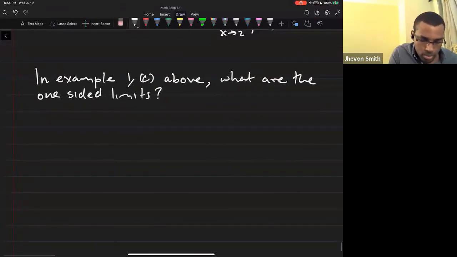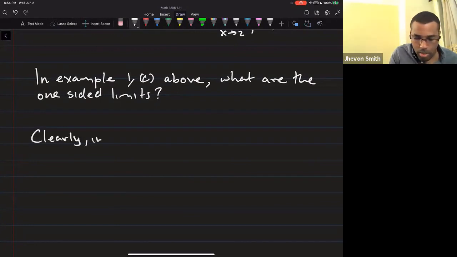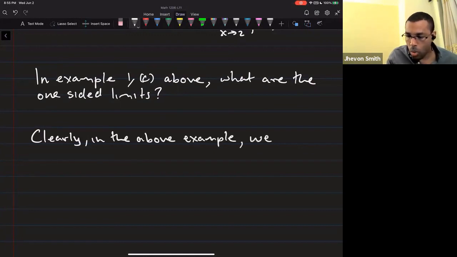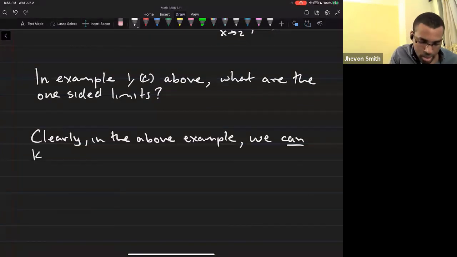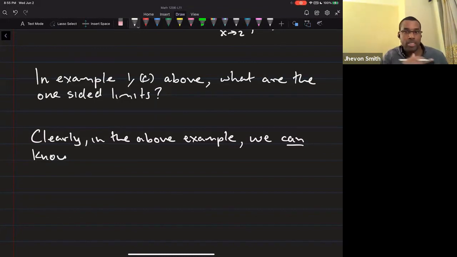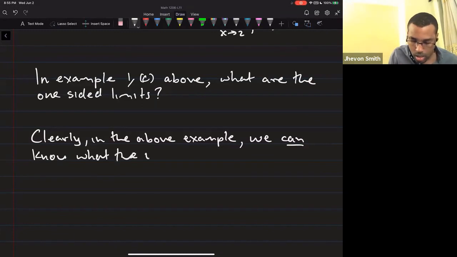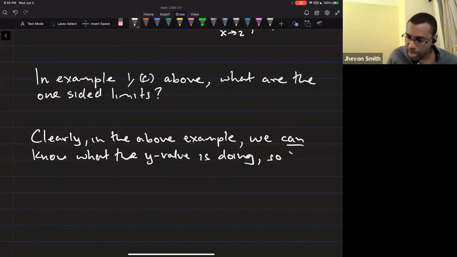So clearly, in the above example, we can know what the y value is doing, which is the point of the limit. Remember, the point of the limit is to figure out what the y value is doing when your x value does something. So really, for someone to say DNE, it doesn't tell the full picture.